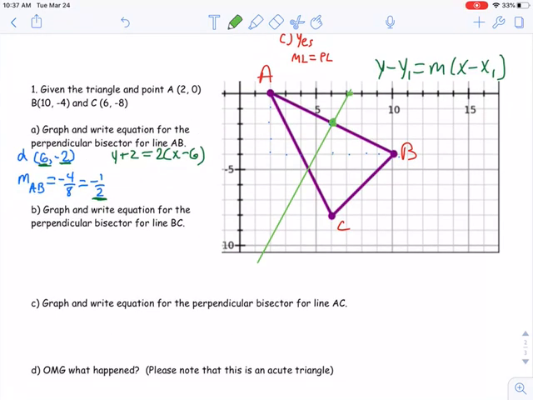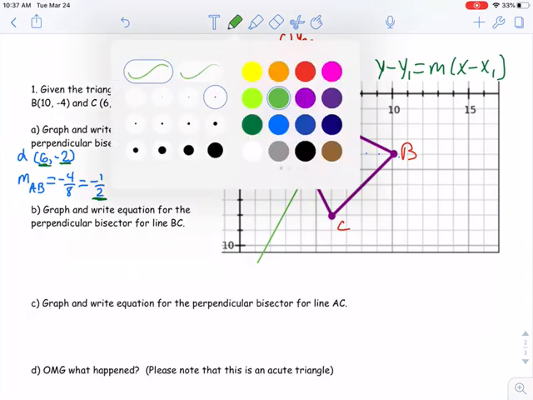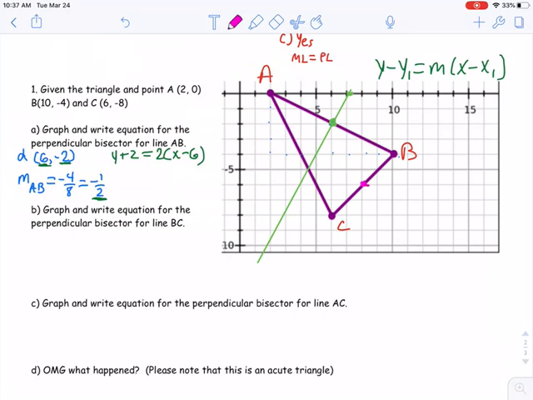Okay, now we're going to graph and write an equation for the perpendicular bisector of BC. And again, not to overcomplicate it too much, I'm just going to tell you a lot. Boom, that's the midpoint right there. We'll call that point E. And that is located at (8, -6). Now, the slope of BC, again, just a lot of counting, up 1 over 1, up 1 over 1, it's 1. The slope is 1.